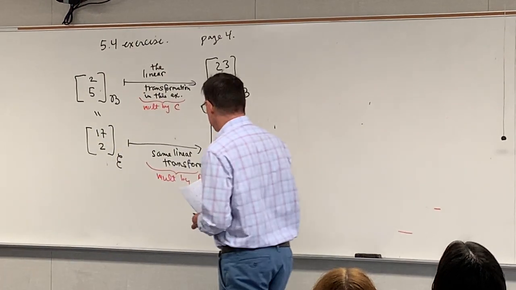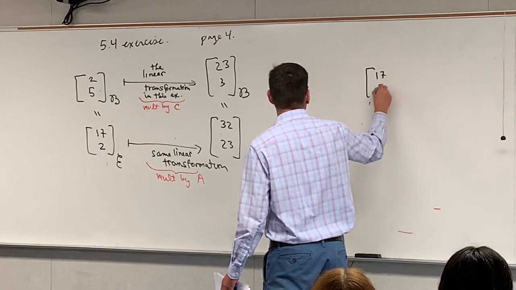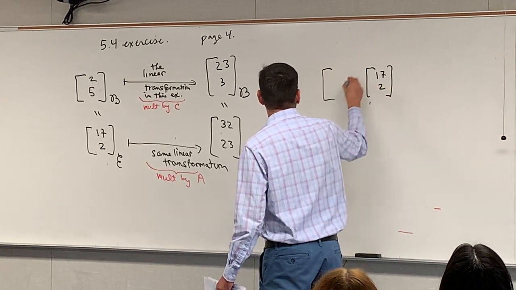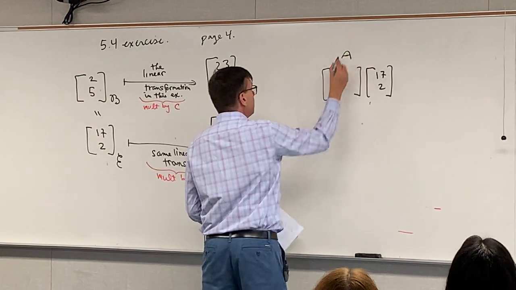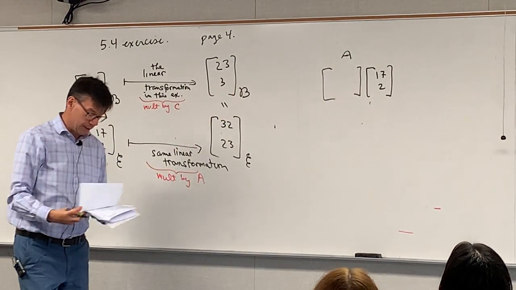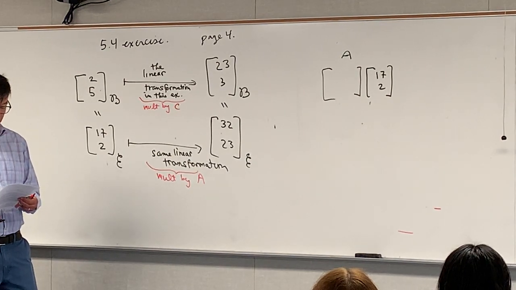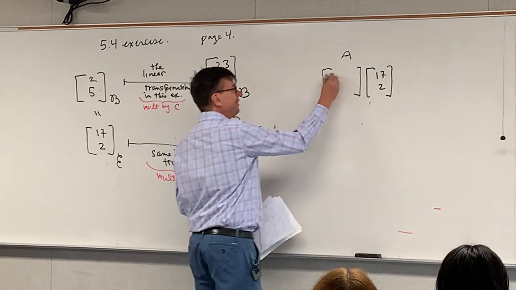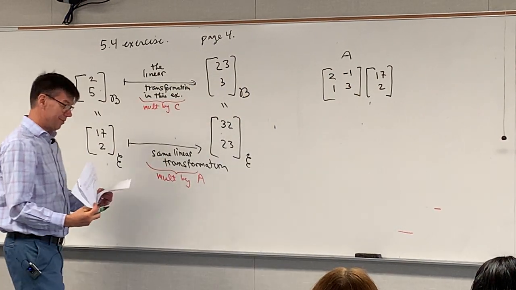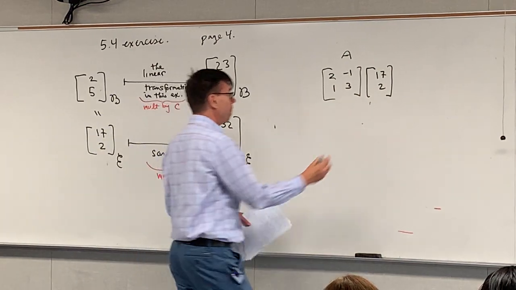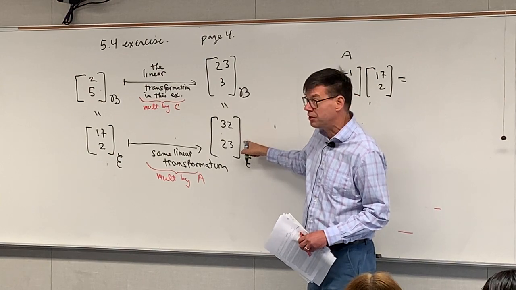And what we haven't done yet is, if I take 17, 2 and multiply by A, I don't even remember what A was. What was A? A was 2, 1, negative 1, 3, right? 2, 1, negative 1, 3. Make sure I wrote that down right. That should give me this guy. And we haven't done that calculation on the board here, right?